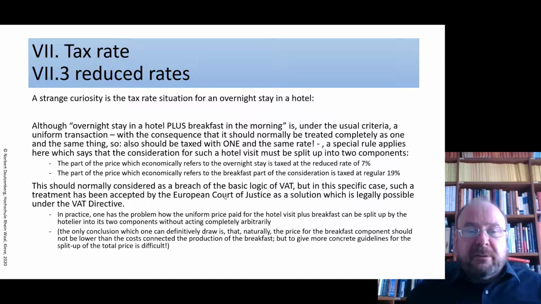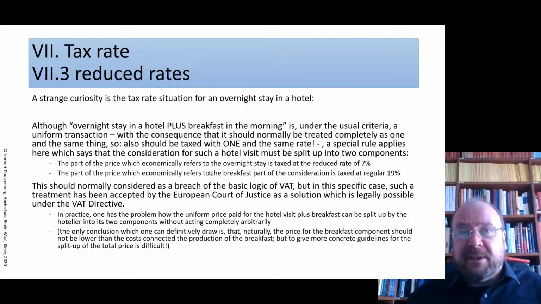Yeah. So I mentioned already the curiosity that Germany applies the 7% rate for the overnight stay in a hotel, but not to the amount of the payment which is paid for the breakfast. So even if it is a uniform or single transaction, which cannot be split up into two parts, here the law requires it to be split up artificially into two parts. That goes back to a strange jurisdiction from the European Court of Justice, which said that this could be possible if it's necessary to avoid distortions of competition. And we in Germany have taken that over only once. In all other cases, apart from the overnight stay in a hotel, when you have one transaction, the whole transaction is always taxed under one and the same rate.